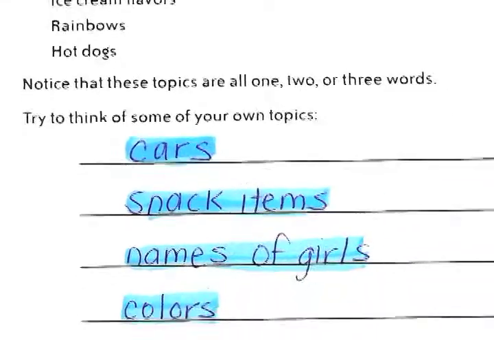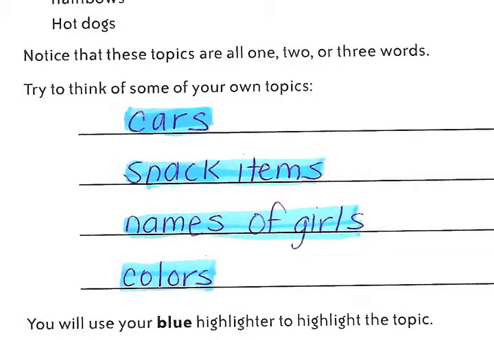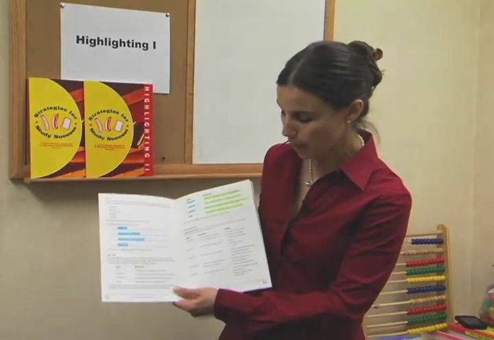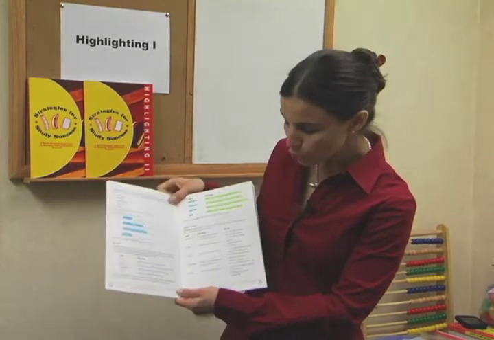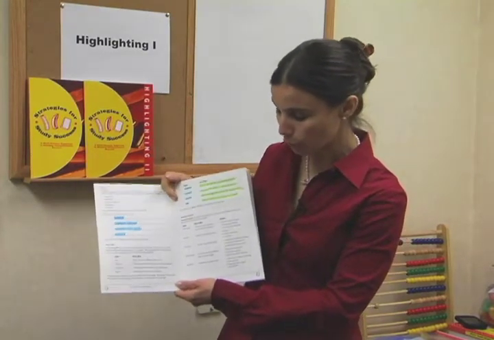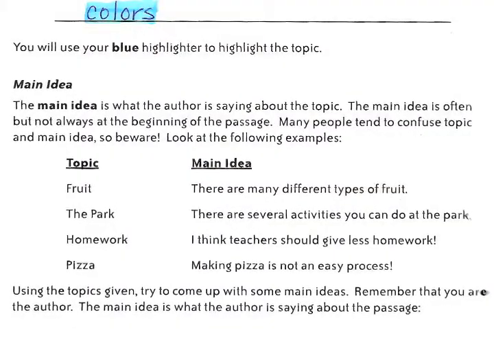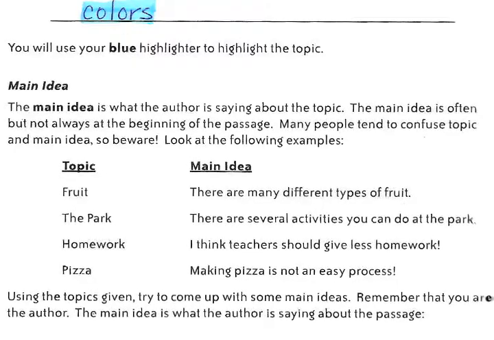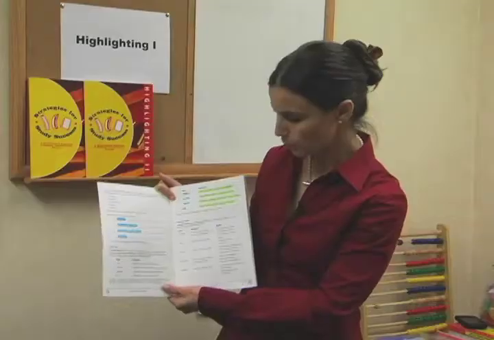Then we have students come up with some of their own ideas for topics. Here a student came up with the ideas of cars, snack items, names of girls, and colors. Then the student went and highlighted those topics in blue. Then we introduced the second concept that we look for when we read, which is the main idea. Again, the main idea is what the author is saying about the topic. For instance, if the topic is fruit, the main idea might be there are many different types of fruit.